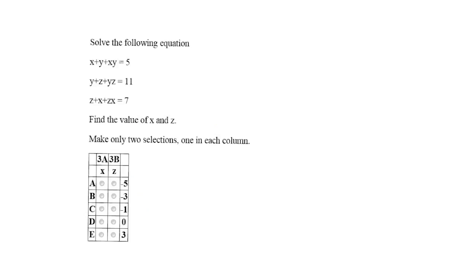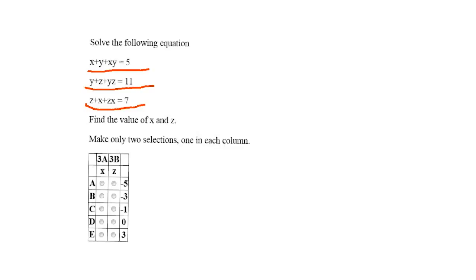There is another interesting problem: solving the equations. Solve the following equations. There are 3 simultaneous equations in 3 variables, x, y and z. x plus y equals 5. y plus z equals 11. z plus x equals 7. The question is to find the values of x and z. We only have to find x and z and not y. But anyway, we have to solve these equations to find the answers.